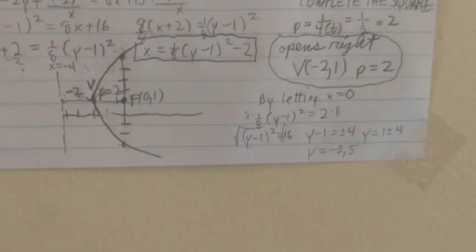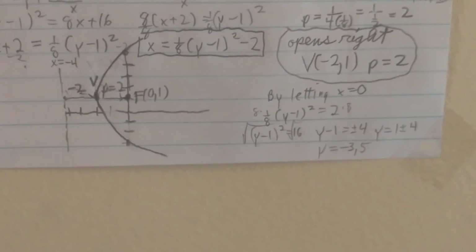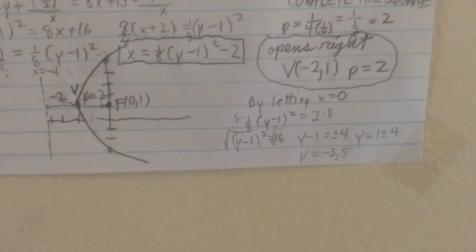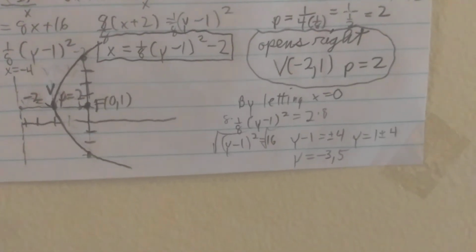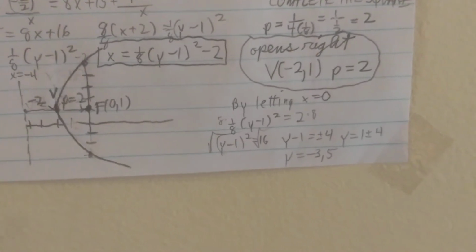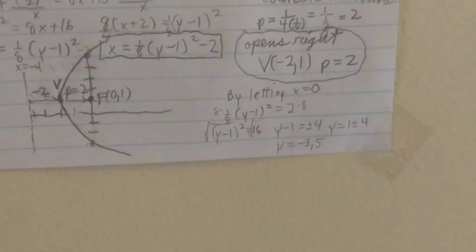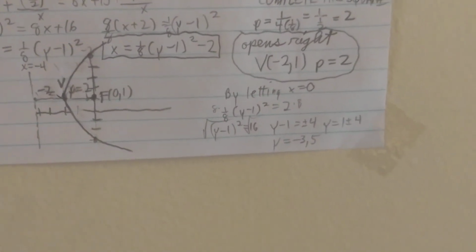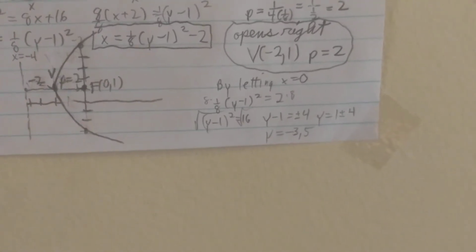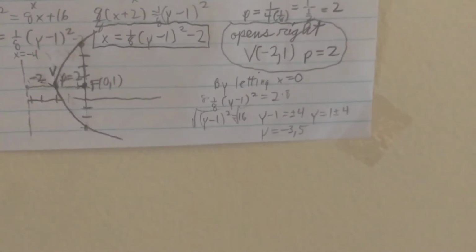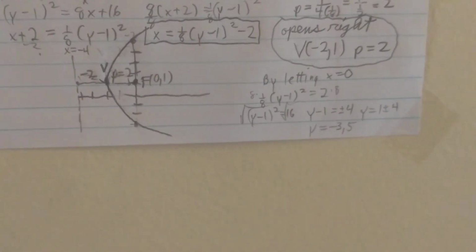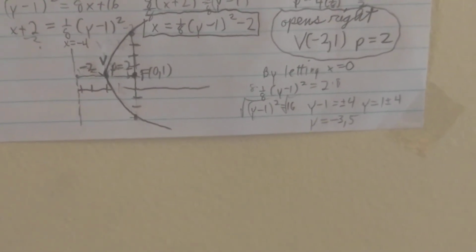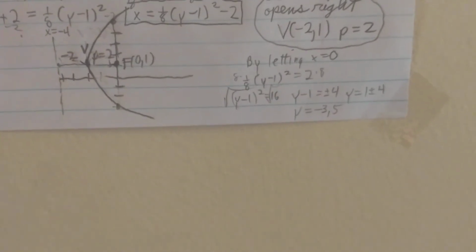It has a vertex of negative 2, 1, and it has a p-value of p equals 1 over 4 times 1/8, which is 1 over 1/2, or 2. So now opening to the right from negative 2, 1, that puts the focus 2 to the right at 0, 1 as shown, and it brings the directrix back from negative 2, 1 to the x equals negative 4 line.